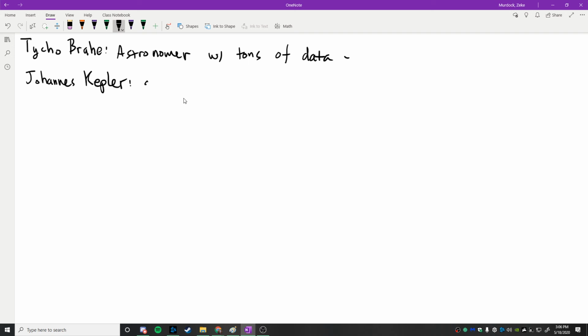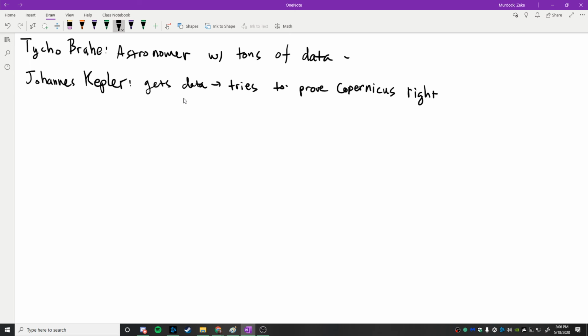And so he gets the data, and he basically goes to work. He takes this data and tries to prove that Copernicus' theory is right. He was really trying as hard as he could to make Copernicus' theory work. He wanted the Sun at the center of the universe, he wanted everything moving in circles, and he just wanted to prove that Copernicus was right.